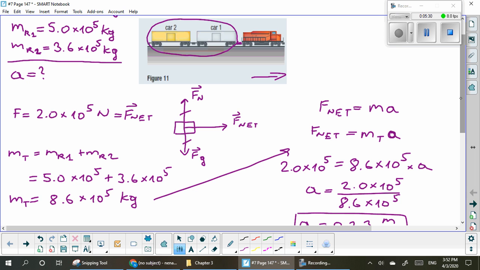And we're using them as a single unit because we are assuming that this locking mechanism is locking them together and there is no stretching or compressing of that connection of the locking mechanism.